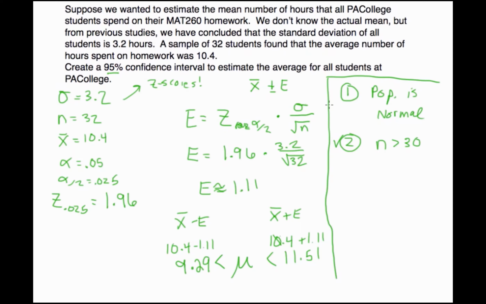In this video, I'd like to show you how we can use StatCrunch to calculate confidence intervals to estimate a population mean. We're looking at the results right now of a confidence interval that we just created by hand, where we are trying to estimate the average number of hours that students spent on their homework at PA College. So we knew that the standard deviation of the population was 3.2.